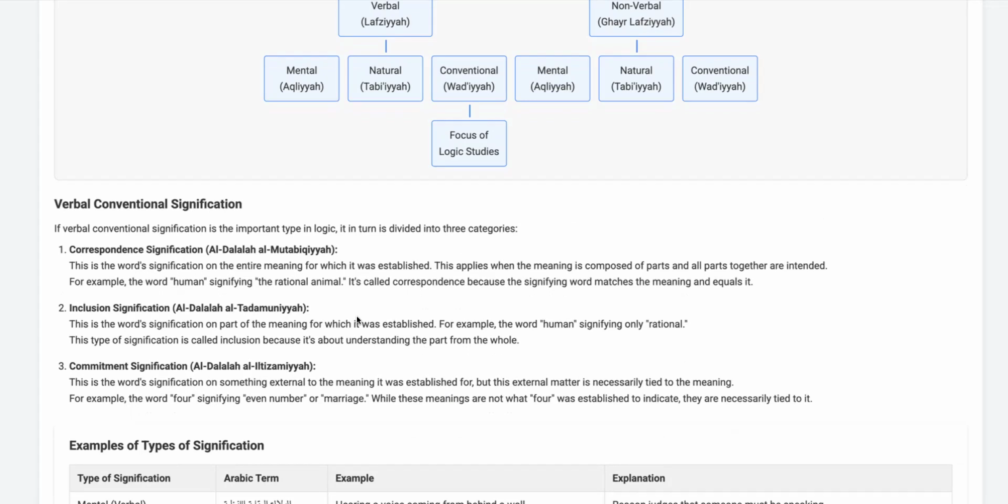Tibaq means to stack on top of each other, right? In Surah Nuh, tibaqa. You see, like the heavens look like they're stacked on top of each other. Tabaqa is a plate you eat from. So here, what it means is that the word signifies the entire meaning for what it was established. So this applies when the meaning is composed of parts and all parts together are intended. So the particulars and the universals, we'll talk about this later. For example, the word human, which signifies a rational animal.